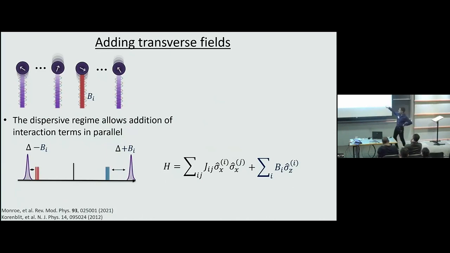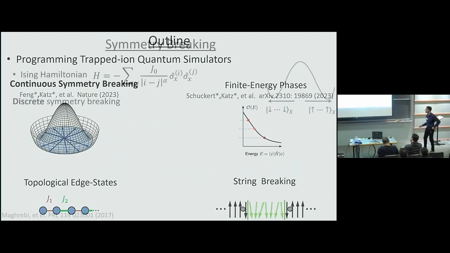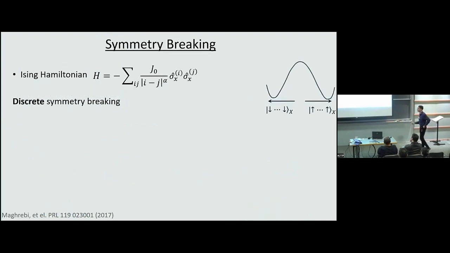This is important because we can tune the frequency of each of our laser beams independently, and therefore have any form of magnetic field here that you would like. It doesn't have to be uniform. So with this capability, let me tell you first how we studied signatures of a continuous symmetry breaking phase, which aligns with a little bit of what Norm was telling 20 minutes ago.